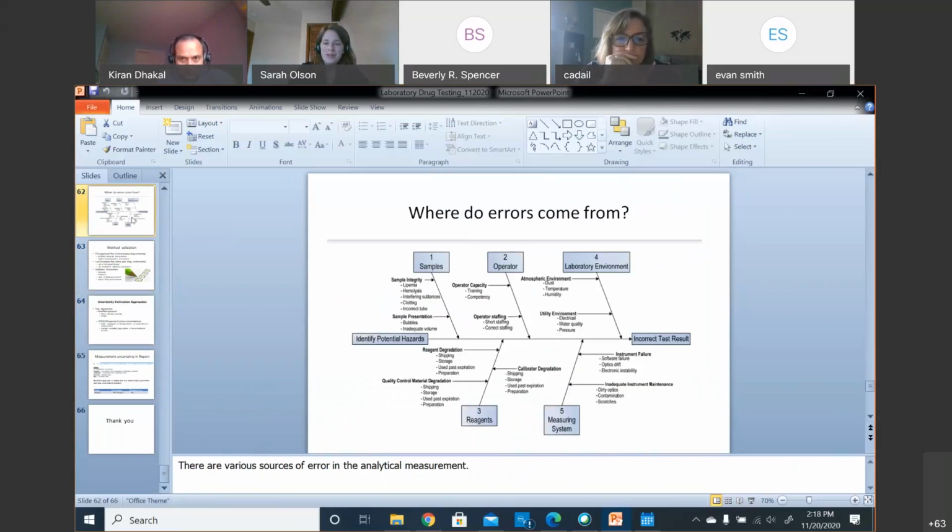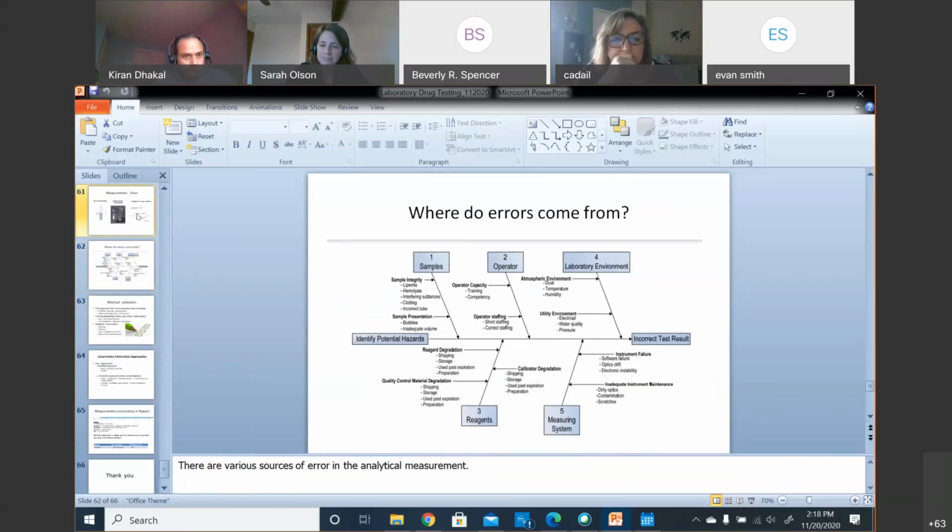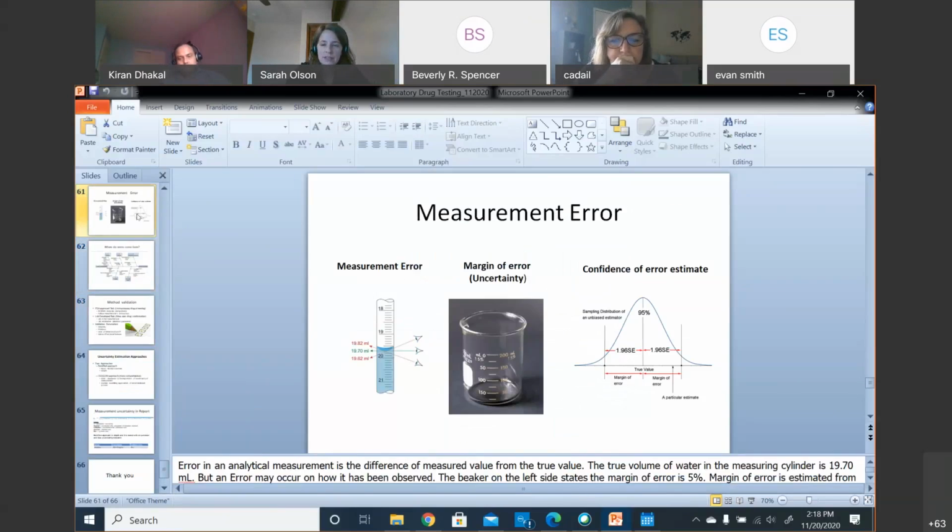So the question was about the 95% certainty. If the analyst is 95% certain, does that leave a 5% possibility of error?